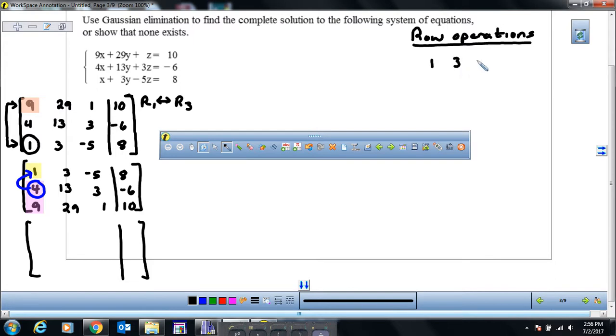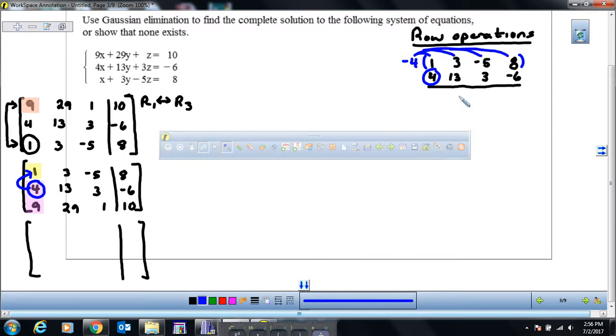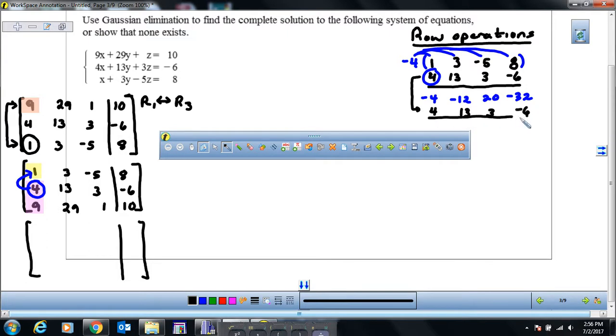So that's what we're going to do here. 1, 3, negative 5 and 8 is going to be added to 4, 13, 3, and negative 6. If I want the 4 to cancel out with the 1, the first thing is that we need to multiply the 1 by the opposite of 4, which is negative 4. So when we multiply by negative 4, we get negative 4, negative 12, 20, and negative 32. Then we bring in this other equation, 4, 13, 3, and negative 6, and we add them together.